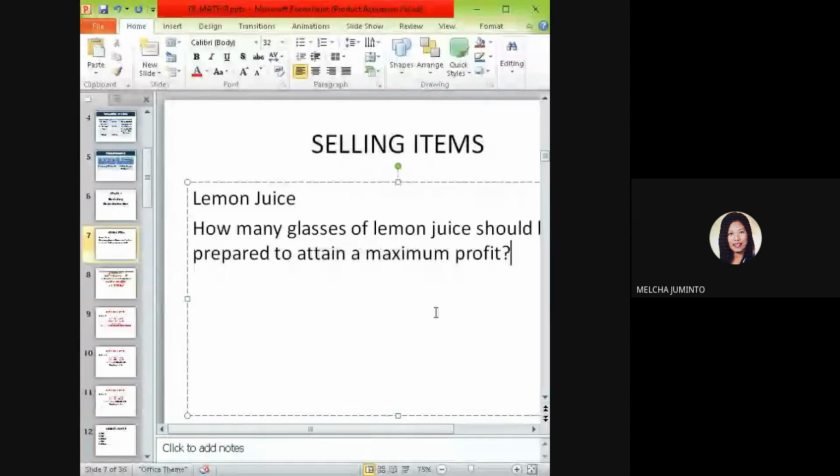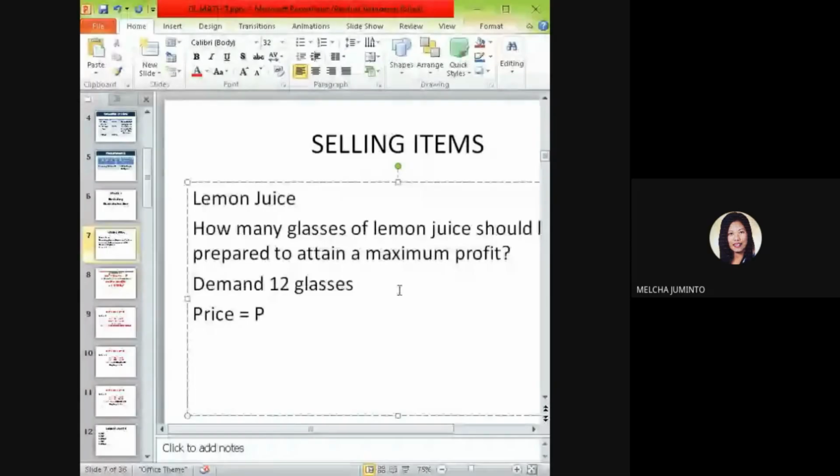So, for example, you had determined na ang demand. Sa AP9 nyo, you will encounter the word demand. Ang demand is 12 glasses, siguro sa street nyo lang, sa community nyo, few houses lang naman. And then the price will be represented by P. When I write the uppercase P, that means price of that item, the lemon juice. And 12 minus P can be represented by the demand of this particular item.